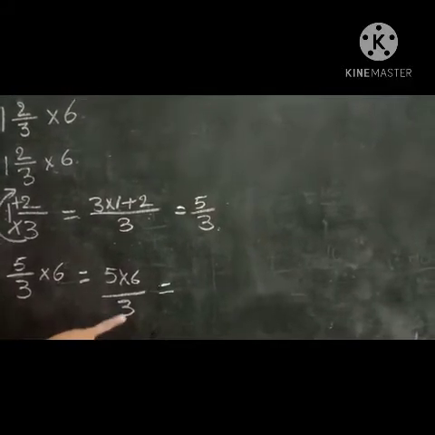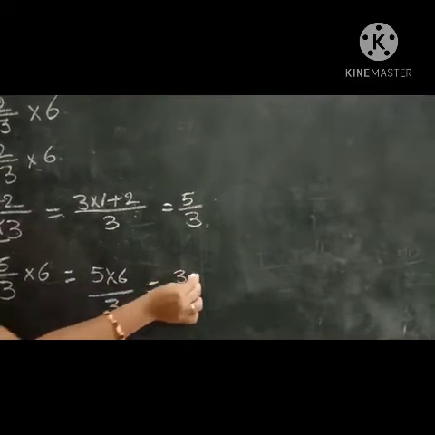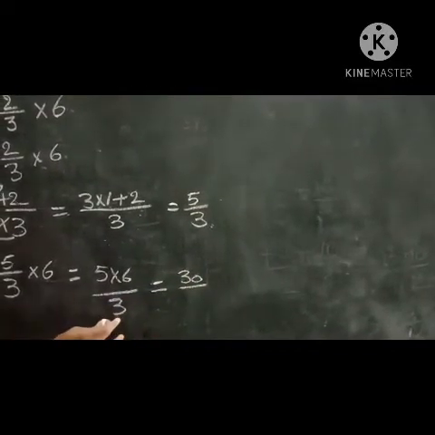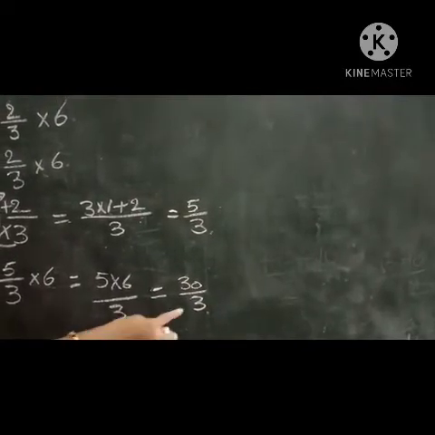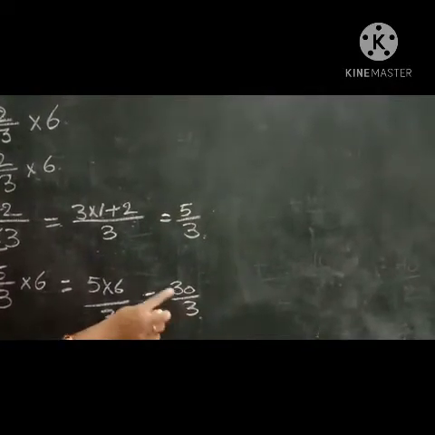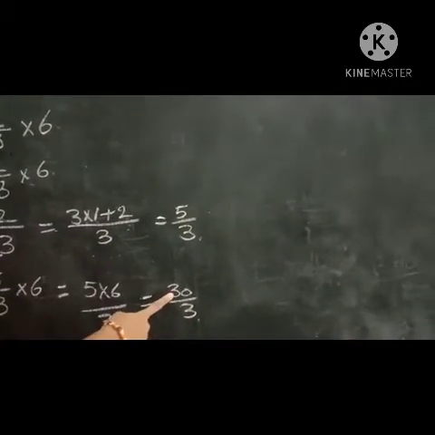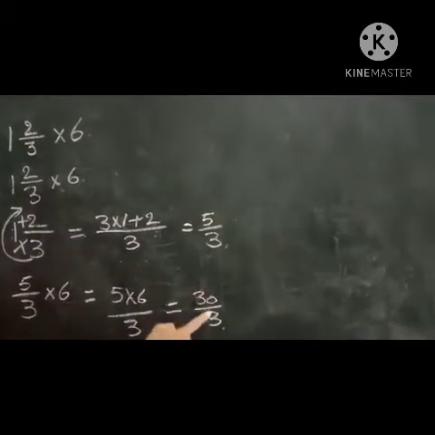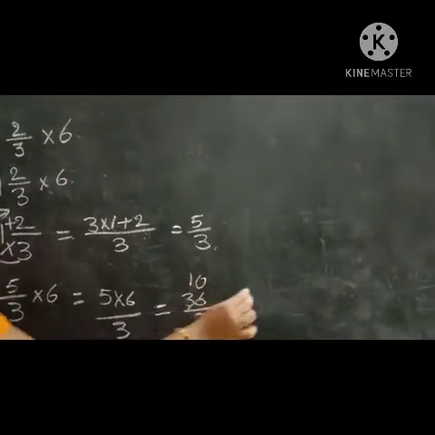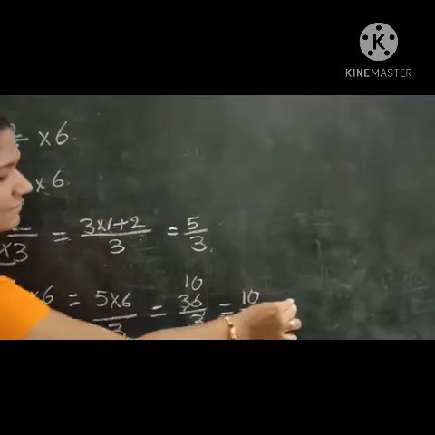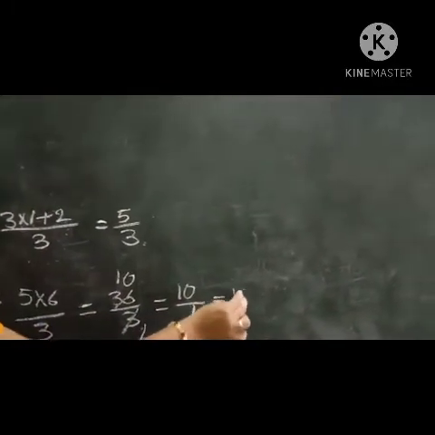So here, see children, 5 sixes are how much? 5 sixes are 30. 30 by, what is the denominator number? 3. See here, children, 3 and 30. In the 3 table, do these two numbers cancel or not? 3 ones are 3 and 3 tens are 30. So here we have to cancel these two numbers, 1 time and here 10 times. So what is the number here? 10 by 1. If the denominator is 1, we just write the numerator number, 10.